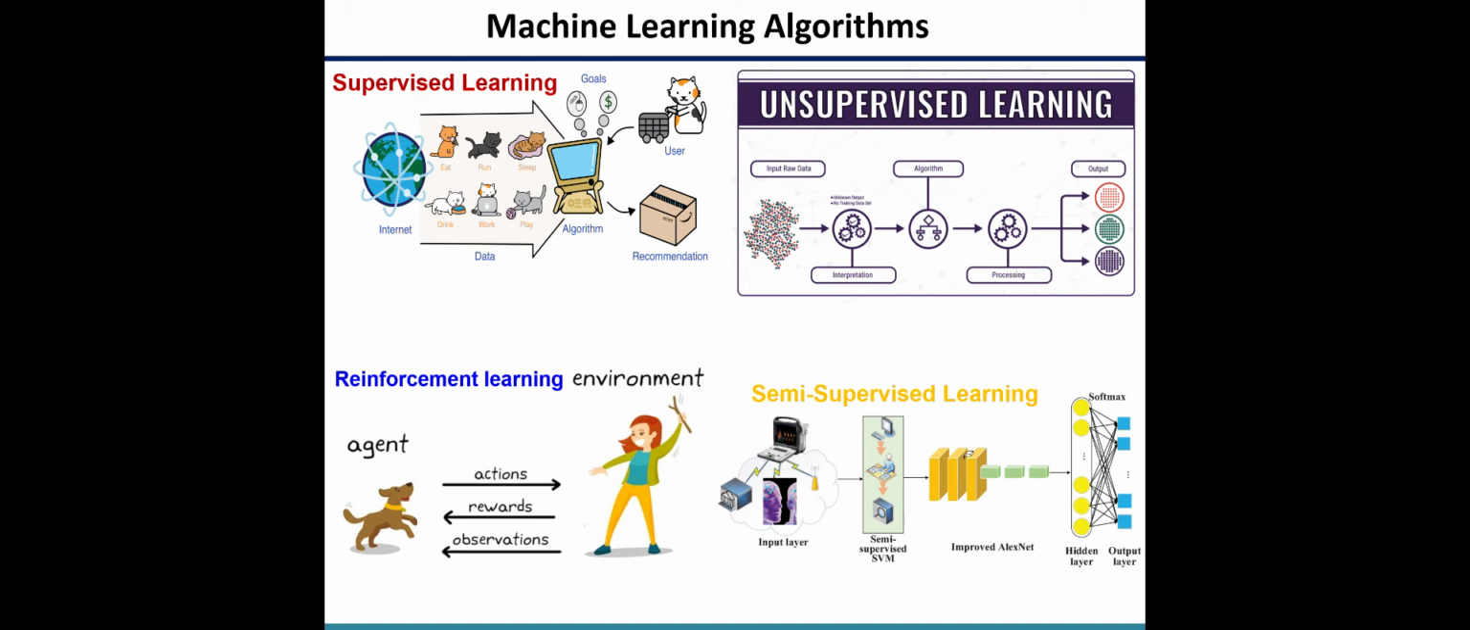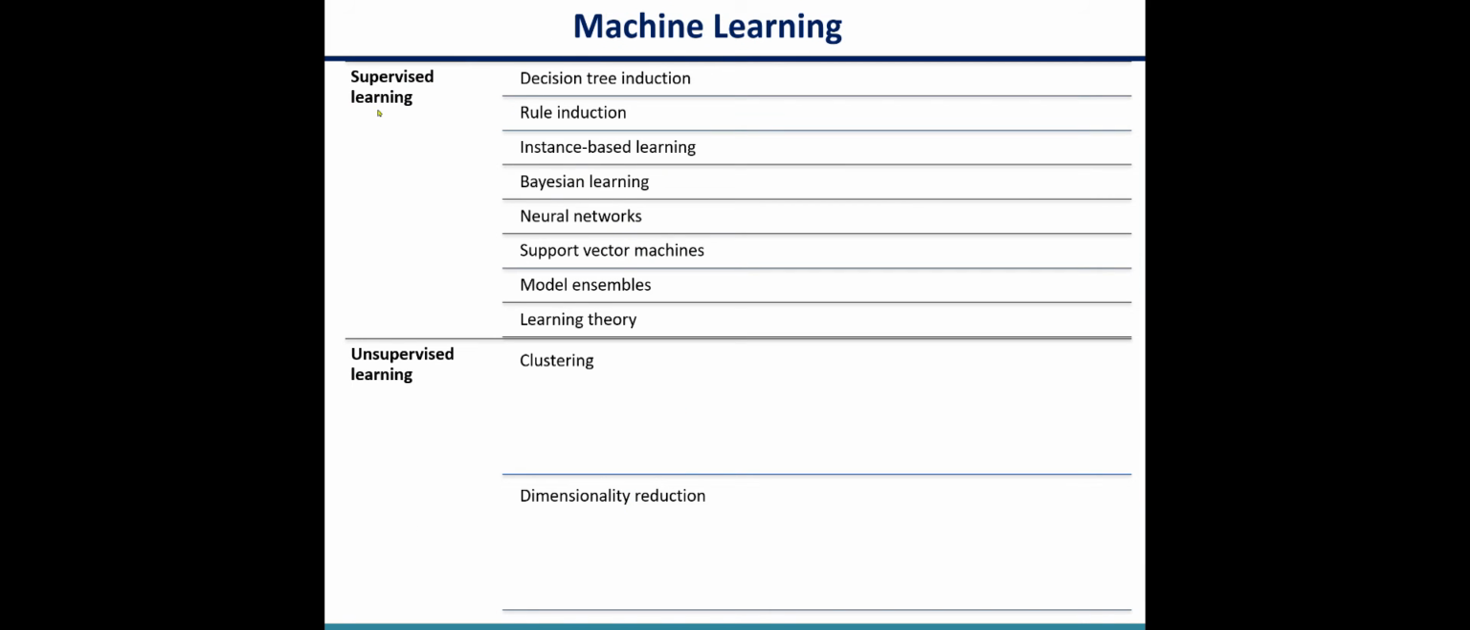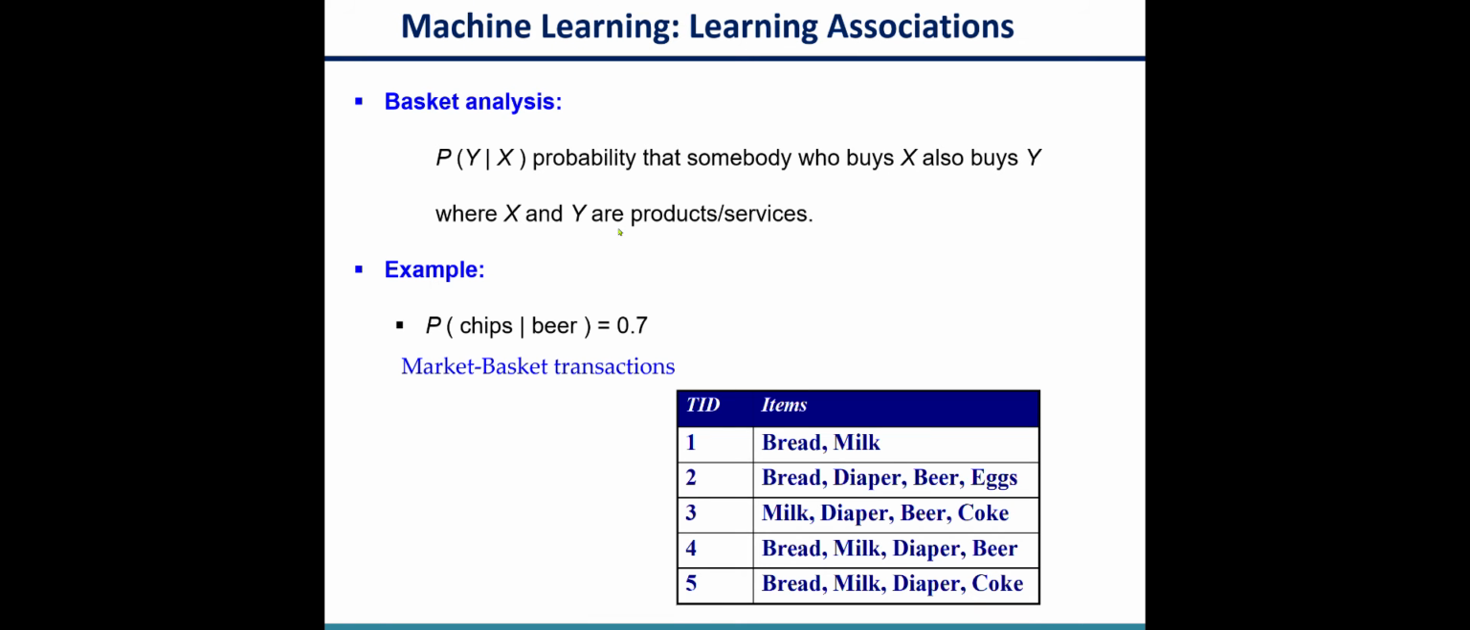So this completes all the machine learning methods. Let's see them one by one. Before that, these are some algorithms. Supervised learning has decision tree, rule induction, instance-based, Bayesian, neural network, support vector machine, model ensembles; unsupervised has clustering, dimensionality reduction. Those are some examples.